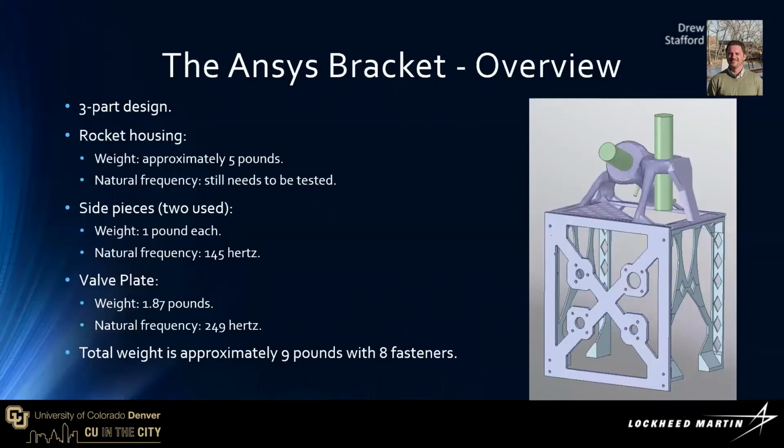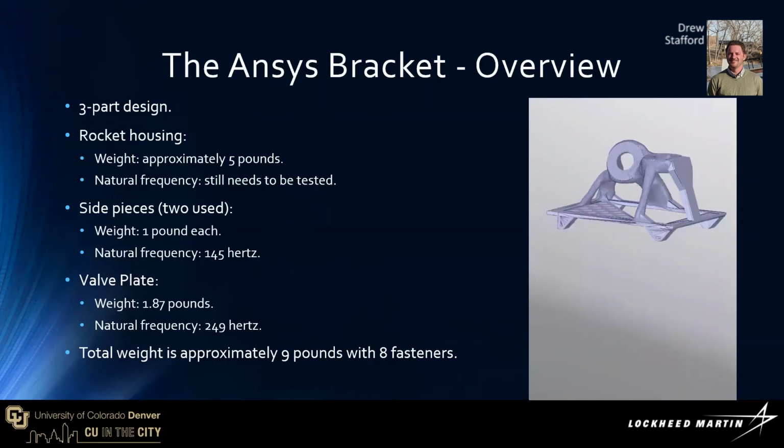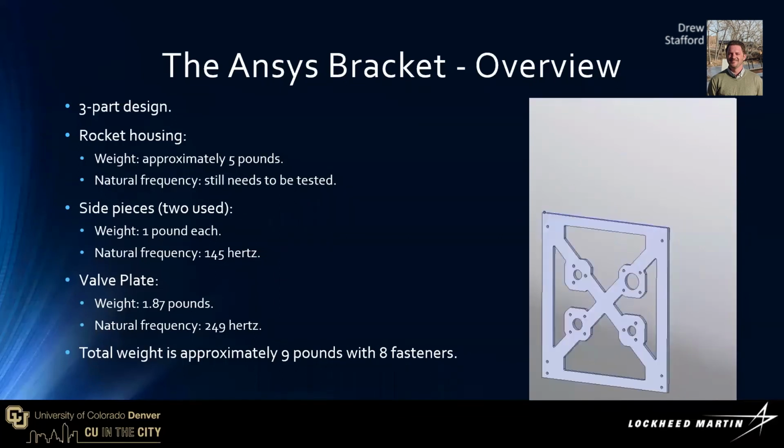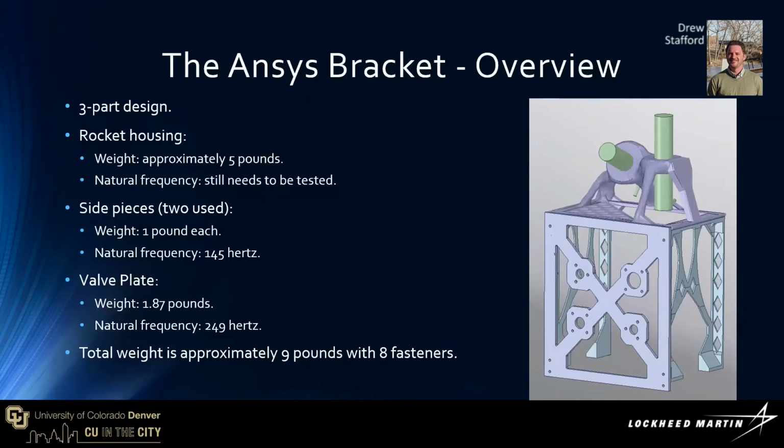This is the bracket that was designed generatively in the ANSYS software package. It is a 3-part design consisting of the rocket housing, the side pieces, and the valve plate. The rocket housing weighs approximately 5 pounds. The natural frequency still needs to be tested. 2 side pieces are used in the bracket assembly, each weighing 1 pound with a natural frequency of 145 hertz. The valve plate weighs 1.87 pounds with a natural frequency of 249 hertz. The total weight is approximately 9 pounds with 8 fasteners.